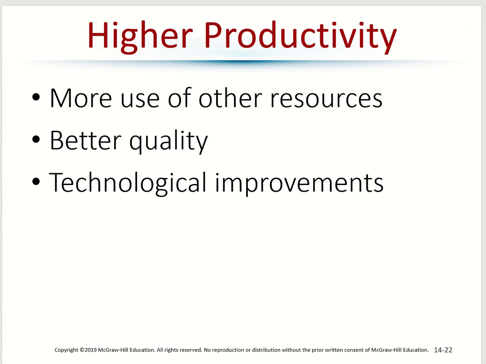Now, there are three ways to improve your productivity. First, more use of other resources. Let's say you want to improve productivity for labor, then use more capital. Next is better quality of those resources, so a better trained employee or high quality computers. Lastly is technological improvement. With better technology in the company, of course, everything else becomes more productive.